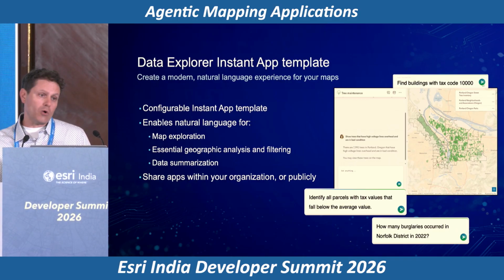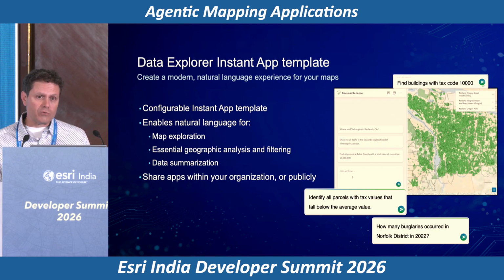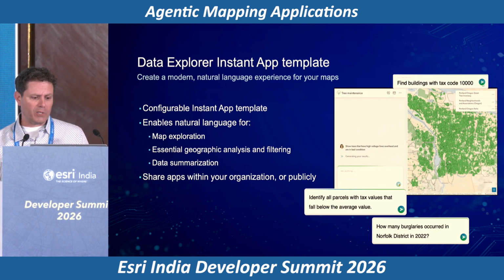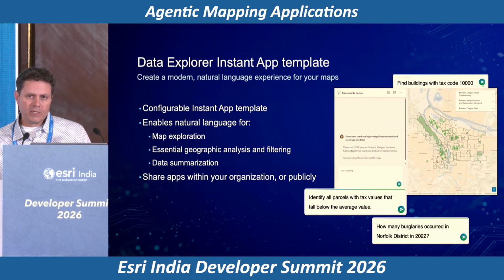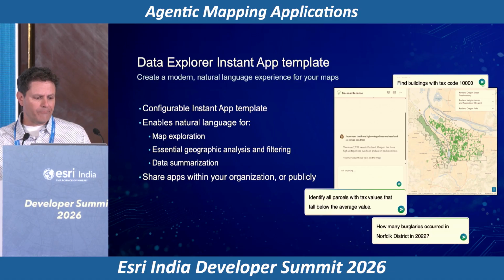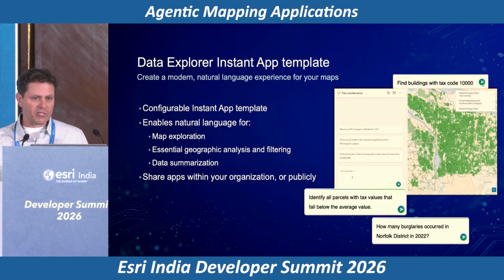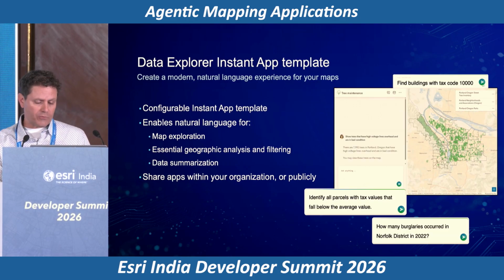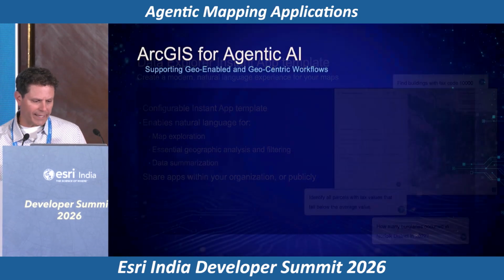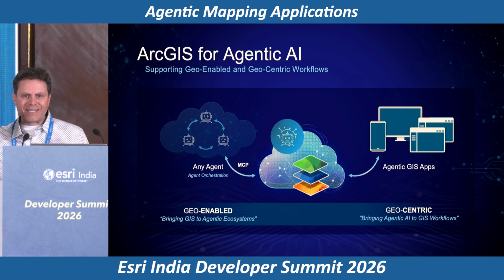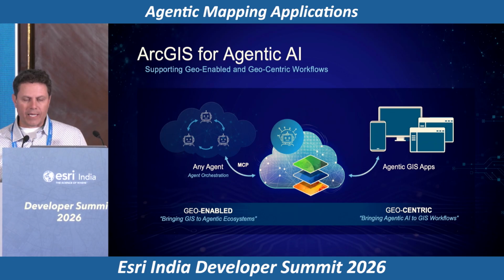So what you will do is, the same way that you use other instant app templates, you author a map, you pour that map into this template, and it immediately gives you an agentic experience to explore the map, to get at data summarization, to look at analysis, to see patterns in the map that you may not normally see, all through natural language. So that was a look at how we're bringing agentic AI into ArcGIS.